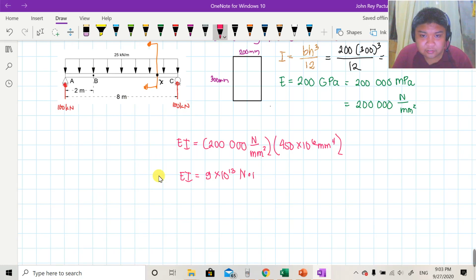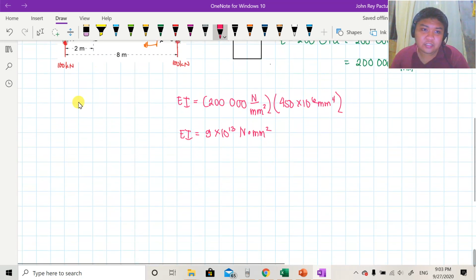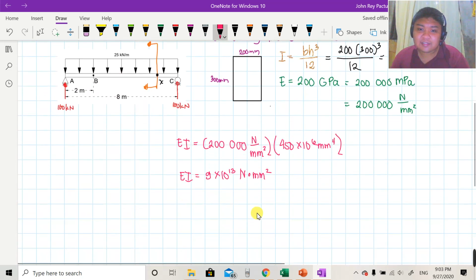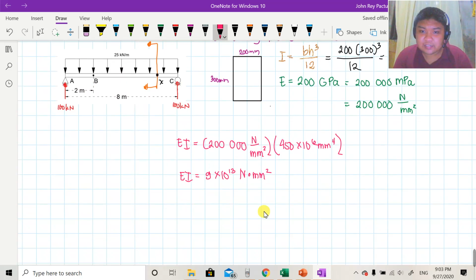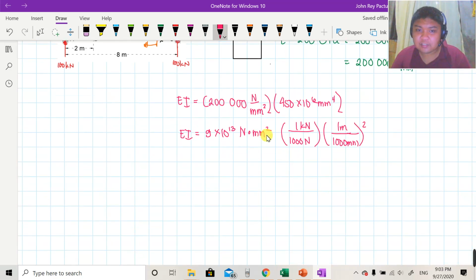So, Newton mm squared. However, the unit here for forces, if you look, is all in kilonewton, and for the dimensions, all of them are in meters. So we need to convert that. In that case, it's easy. 1 kilonewton is simply 1,000 newton. At the same time, 1 meter is 1,000 mm, and you square it so that the mm squared cancels.